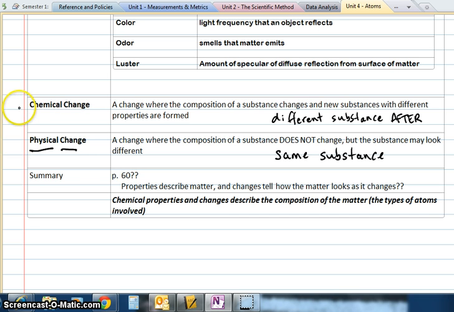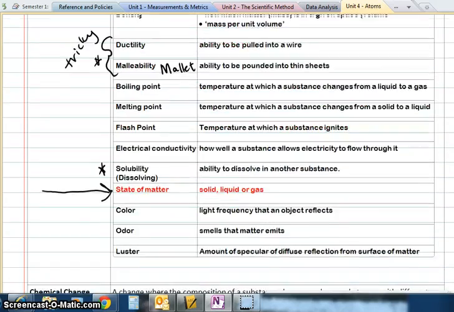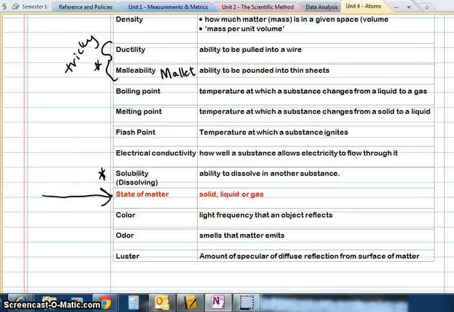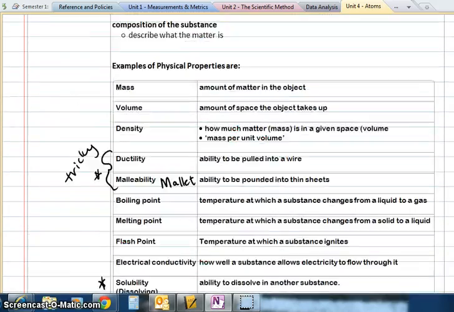These are hard, and we have a whole bunch of practice we're going to do at school. My summary is weak. I just said properties describe matter and changes tell how the matter looks as it changes, which I thought was redundant. So there's your notes. Those are my notes from physical and chemical properties. There are test questions on a lot of these. You need to know all of these words and what they mean.